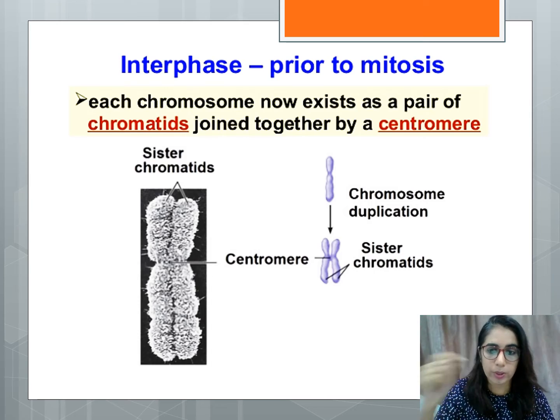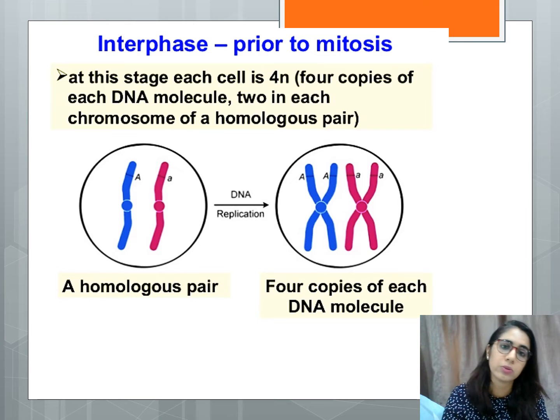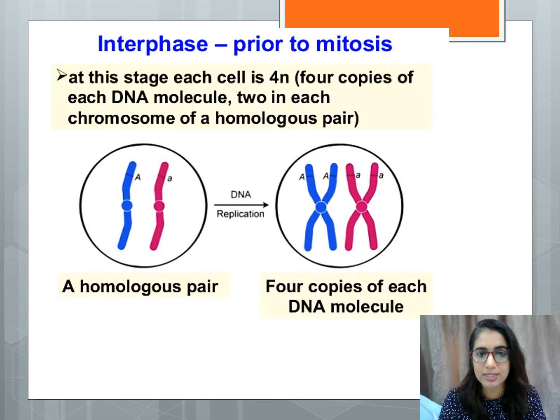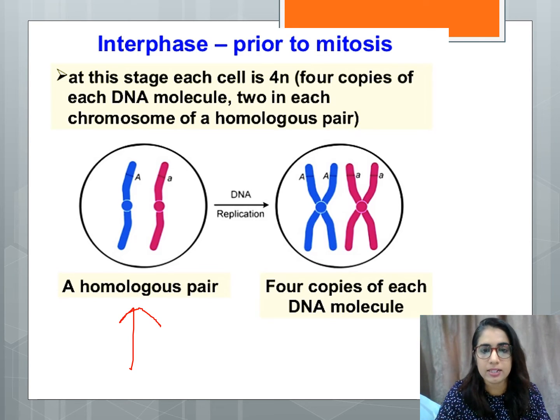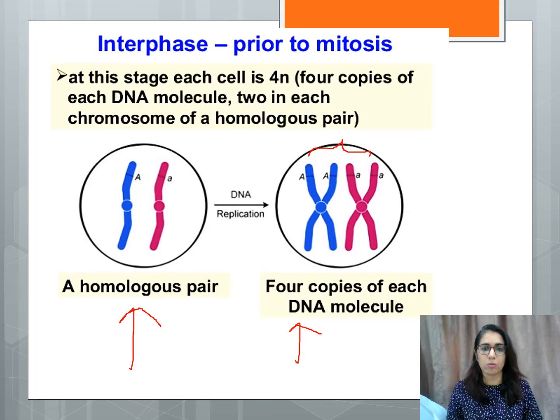Don't understand? Draw it down. So interphase is a stage where each cell is 4n. There are 4 copies of each DNA molecule, 2 in each chromosome of a homologous pair. So this is a homologous pair, and these are the copies of each DNA molecule. This is the homologous pair, 2 sets of chromosomes.